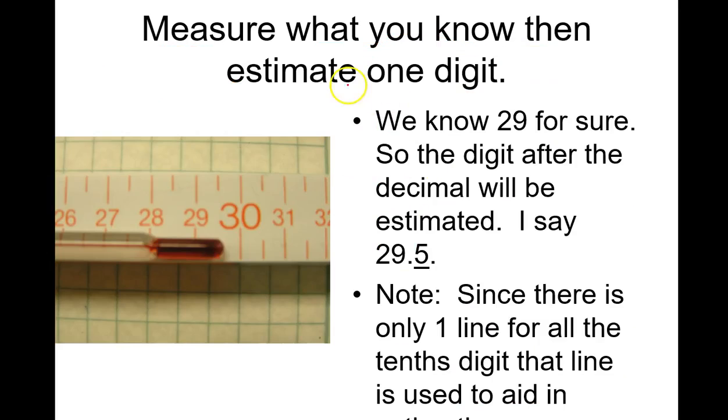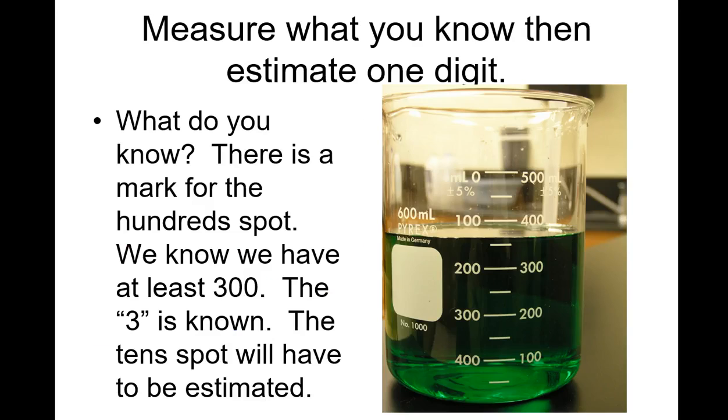So in this situation, take a look. What do we know? There is a mark for the hundred spot. Whether you go down or go up, it's just marking hundreds. That's fine. So what do we know for sure? I want to use this one here.